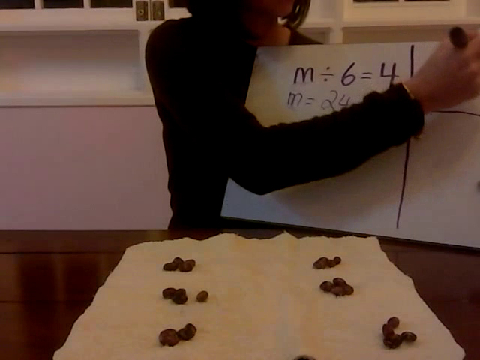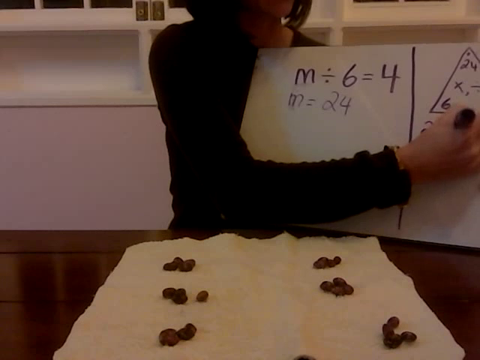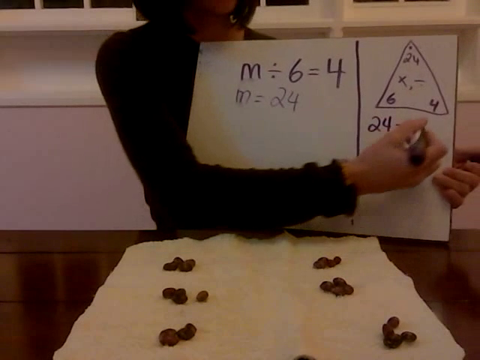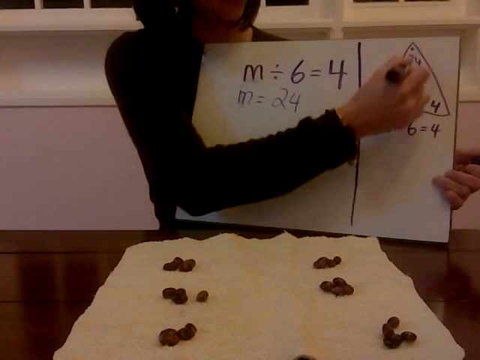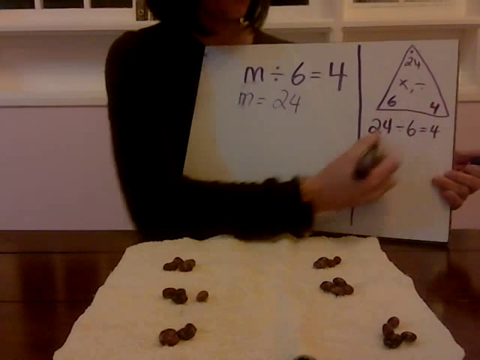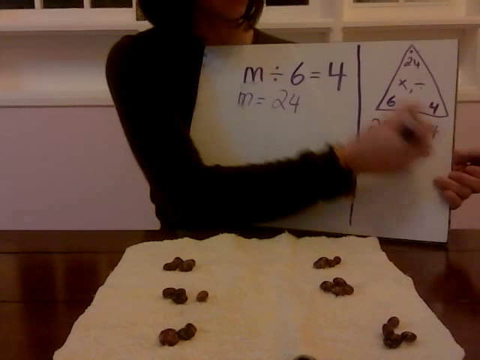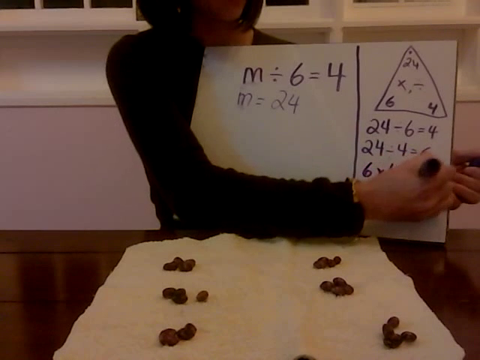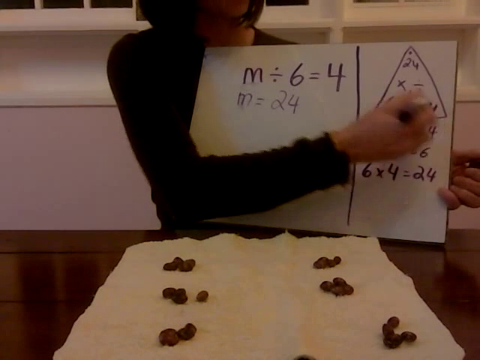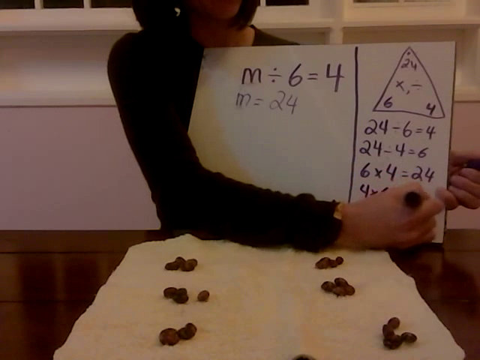This means that 24 divided by 6 is 4. That 24 divided by 4 is 6. That 6 times 4 is 24. And that 4 times 6 is 24.